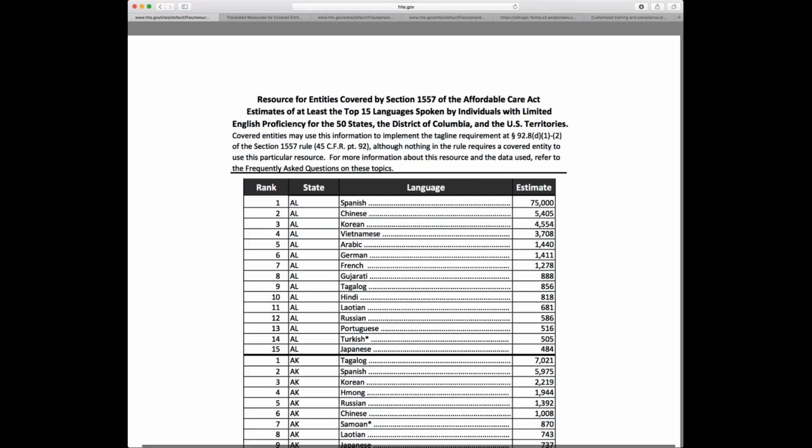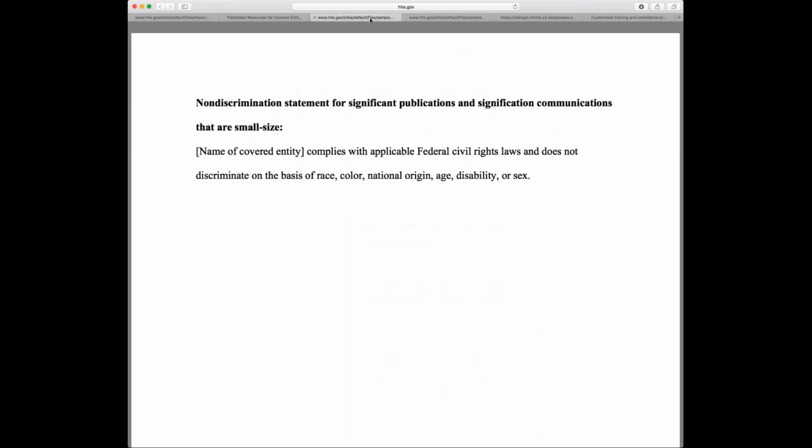So at every publication, again, it's what's considered to be a significant publication. And again, it's just the statement that's required. That was another question that came in. It's just the statement that's required, not that the entire notice of non-discrimination be posted, with all of those taglines. Only the statement is required on publications that are going out.